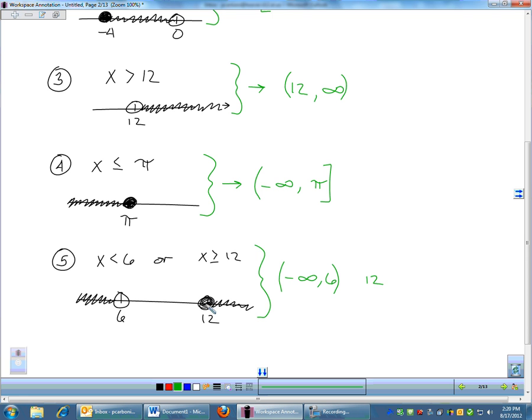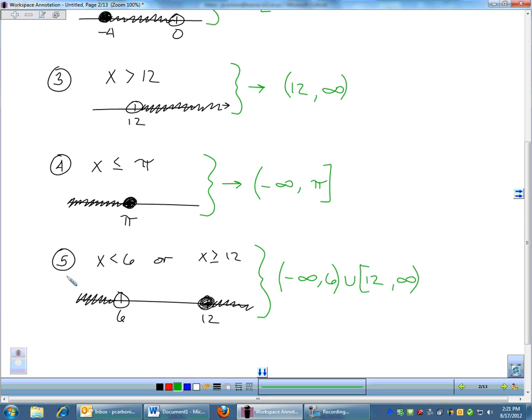Keep going. There's no shading there until I get to 12. That is equal to, so I will bracket 12. And I never stop shading after that, so on to infinity, parentheses. And the way you separate that, you don't write the word "and" or put parentheses or a comma or anything like that. You put a little u, which technically represents union.